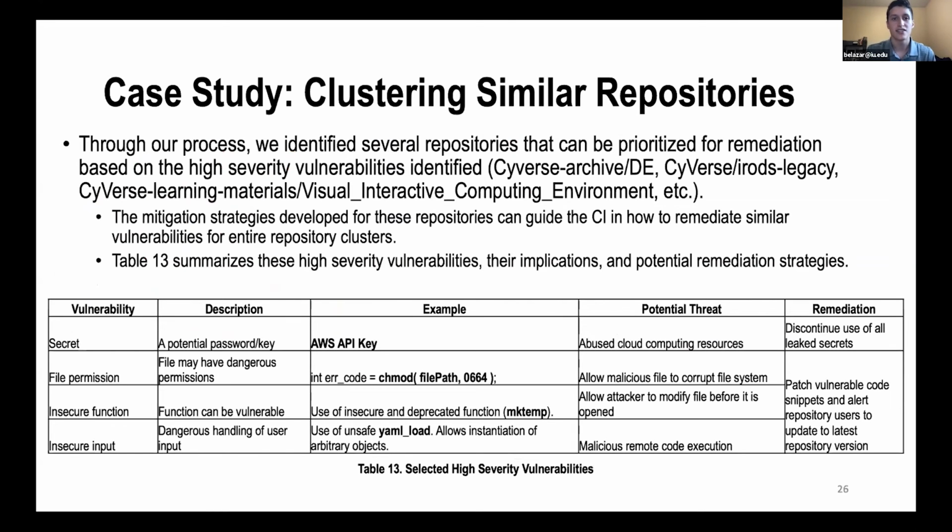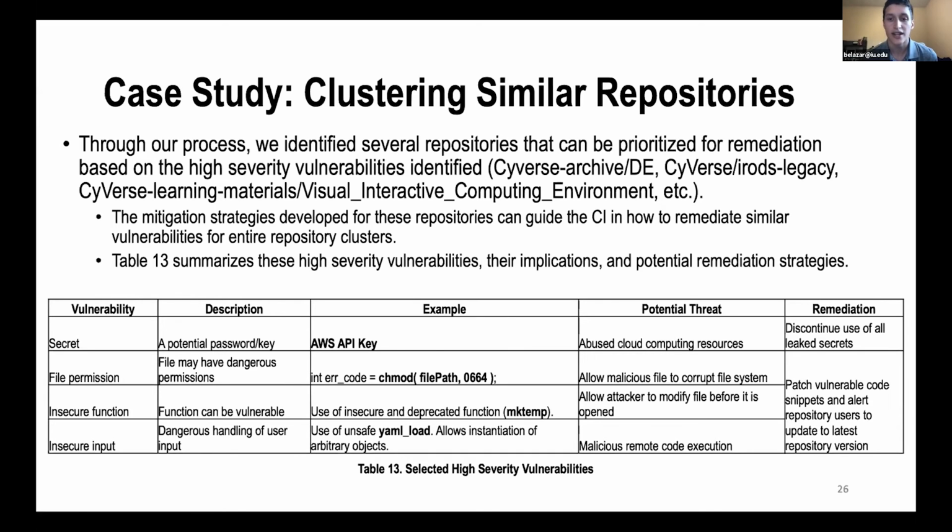So through our process of using VDW to generate clusters from a vulnerability assessment, we are able to analyze the clusters to identify groups of repositories with similar vulnerabilities that can all be addressed with targeted mitigation strategies. A key benefit of this process is that mitigation strategies become generalizable across multiple repositories in a given cluster. In addition to identifying clusters of vulnerable repositories, we also present 4 types of vulnerabilities that we've identified. First, secrets, file permissions, insecure functions, and insecure inputs.